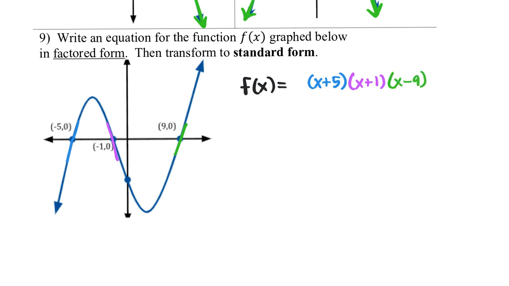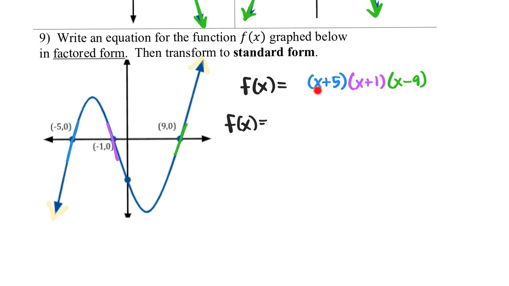Let me check my end behavior. It's going up on the right, so this should be positive. It's going down on the left, so it should be odd. Let me just check. x times x times x is x cubed. It is odd. It's also positive, so I can leave it like this. I could also put a number in the front, but I have to multiply this out, so I would rather not make it harder than it has to be. You could have a different answer, but I'm trying to make it easier.